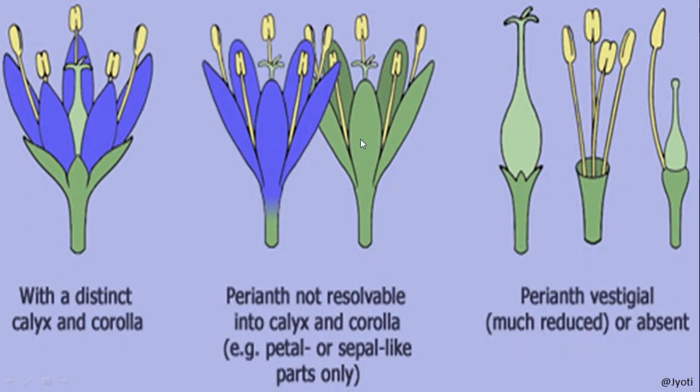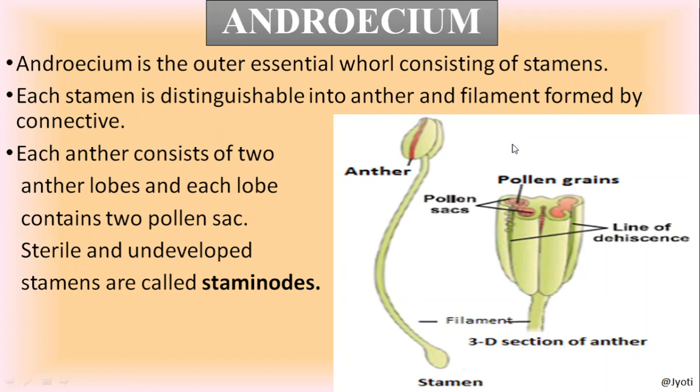But in this case, you can see the calyx and corolla are not differentiated and they are green in color. So they are called the sepaloid perianth. And here you can see the perianth is vestigial. That means it is reduced or absent. Here you can see only one stamen, one carpel is present. Here only stamens are present. Here only carpel is present.